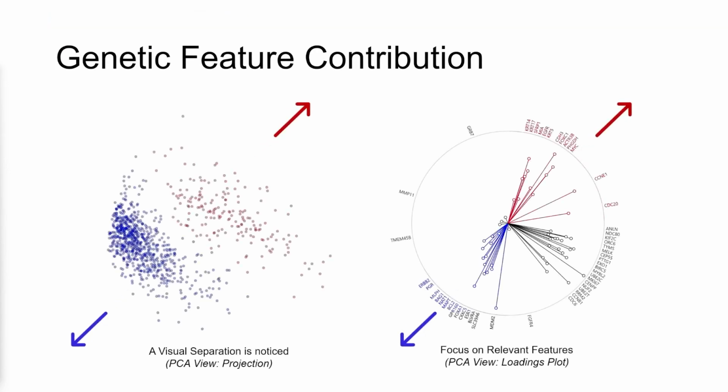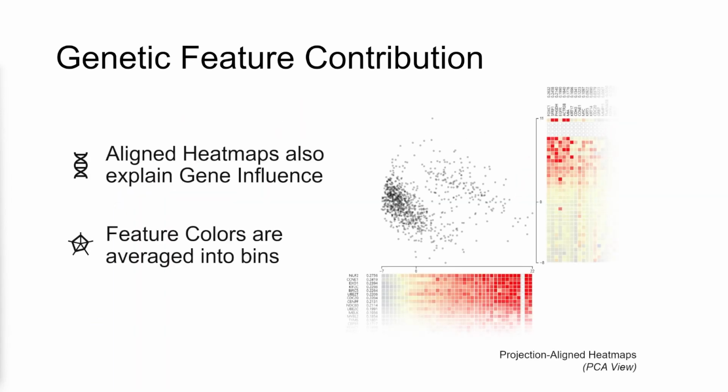When given a projection, the analyst will first want to know how different genetic features are influencing it. The loadings plot can be used to explain why certain visual separations are apparent in the projection and can also indicate possible correlations between similarly contributing genes. Additionally, aligned heat maps are provided next to the projection, revealing the genetic expression across the X and Y axes. This not only enforces the identification of correlating gene groups, but can also explain genetic trends when visual partitions are less clear.